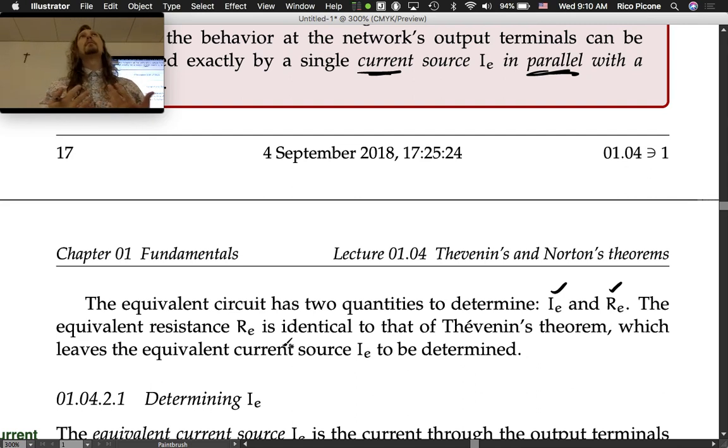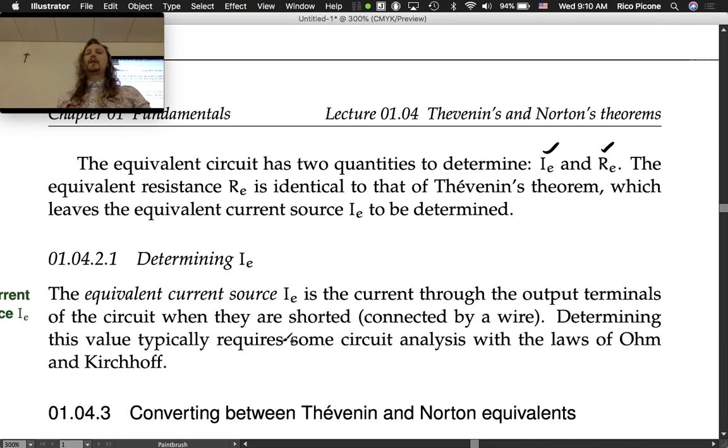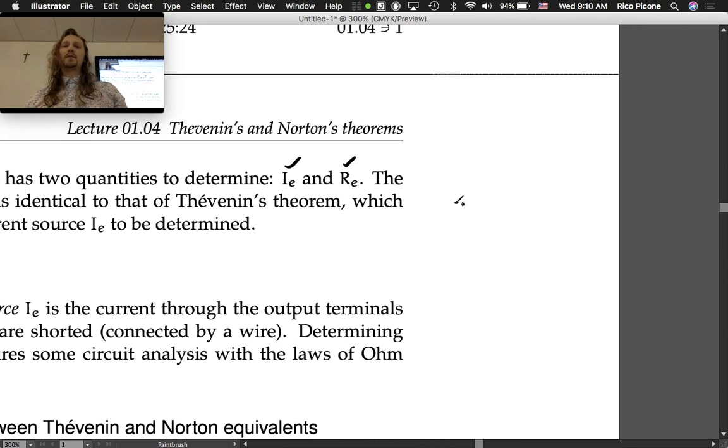So we know how to find RE from the previous section. Now we need to find IE. The equivalent current source is the current through the output terminals of the circuit when they are shorted or connected by a wire. Determining this value typically requires some circuit analysis with Ohm's and Kirchhoff's laws.